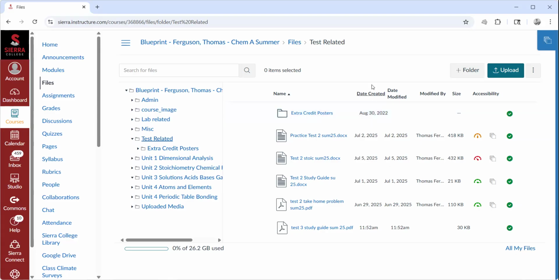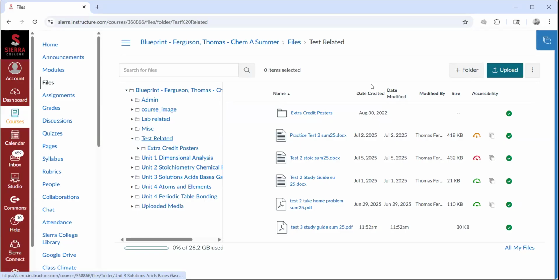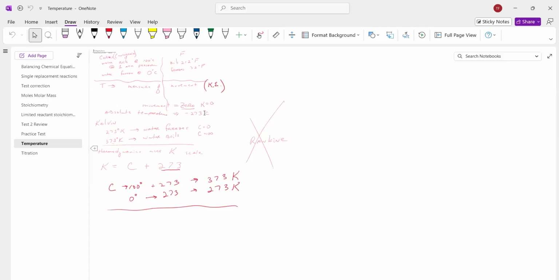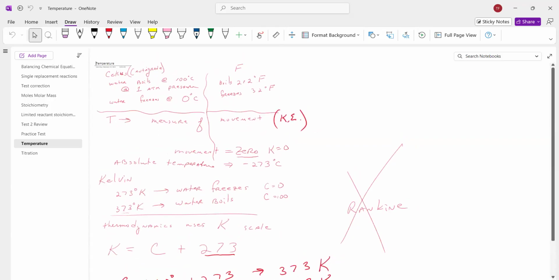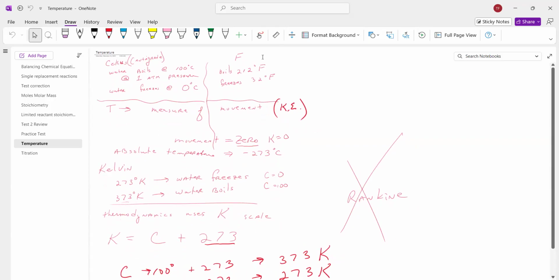Okay, so we're done with unit 3. So the first subunit in unit 4 is gases. So to understand gases, you have to understand temperature. In fact, I'm going to stop this and save out the titration video.